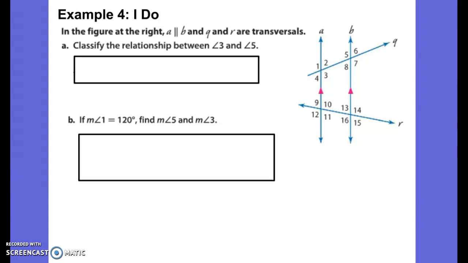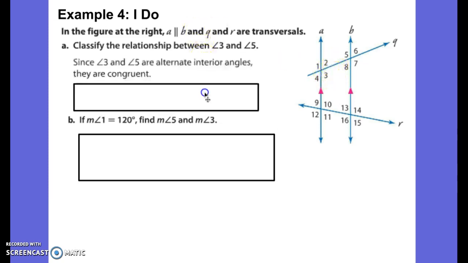Looking at this, this is just saying that A is parallel to B and Q and R are your transversals. Classify the relationship between 3 and 5. If you're looking here at 3, and then you're looking at 5 on the other side, you should have said that they are alternate interior angles and that they are congruent. They're both on the inside of their parallel lines. They're on opposite sides of transversal Q, so that makes them alternate interior.